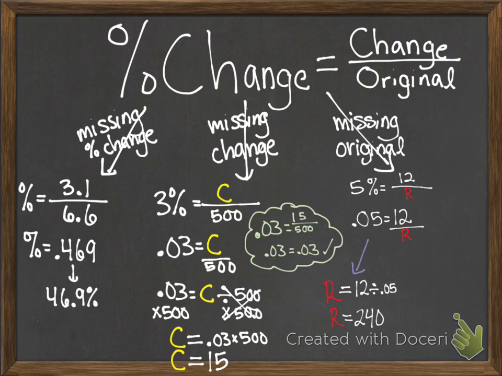If your brain doesn't see that relationship and you don't know how to get there, you also have the option of doing proportions. So if I can rewrite 0.05 as 0.05 over 1, so 0.05 over 1 is equal to 12 over R.